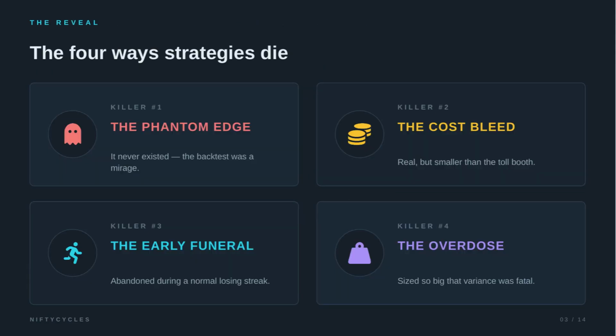Here they are. Memorize these four faces. Killer number 1, the phantom edge. The strategy never had an edge at all. The backtest was a mirage. Killer number 2, the cost bleed. The edge was real, but smaller than the toll booth. Killer number 3, the early funeral. A healthy strategy, buried alive in the middle of a completely normal losing streak. And killer number 4, the overdose. Right strategy, fatal dose. Sized so big that ordinary variance destroyed the account. Let's take them one at a time.